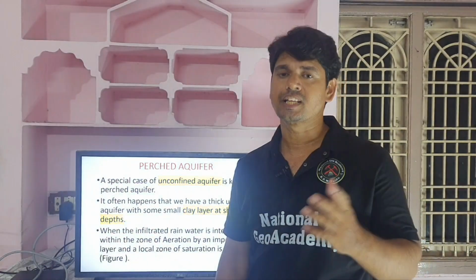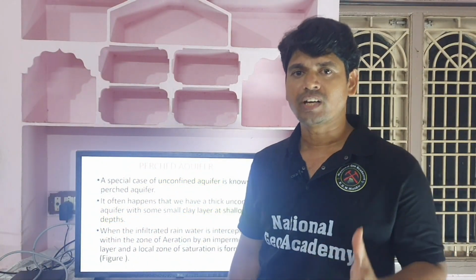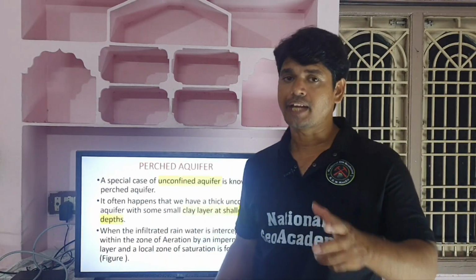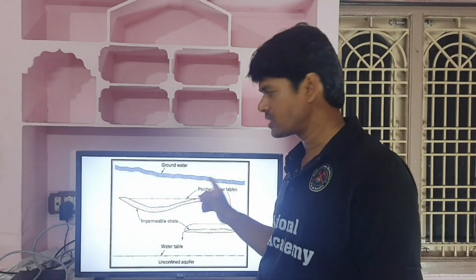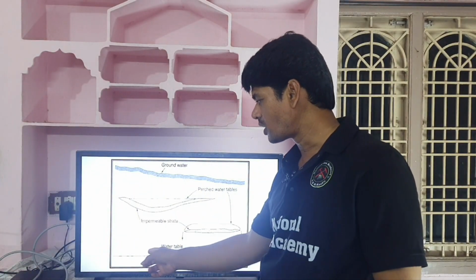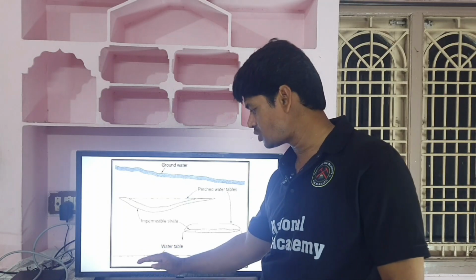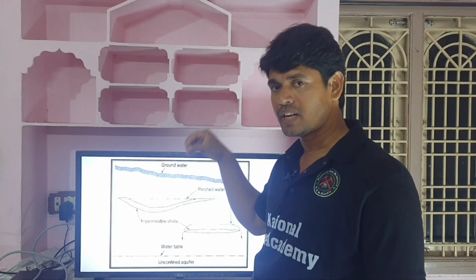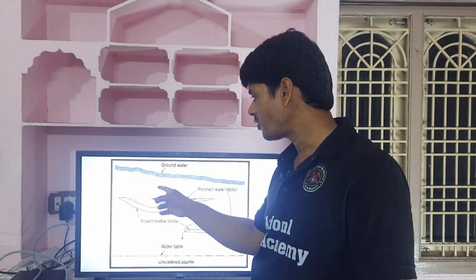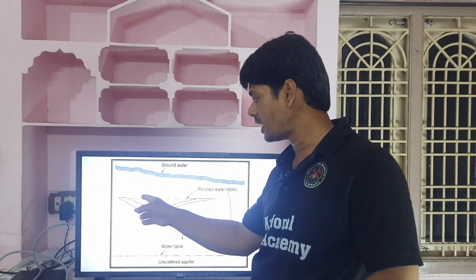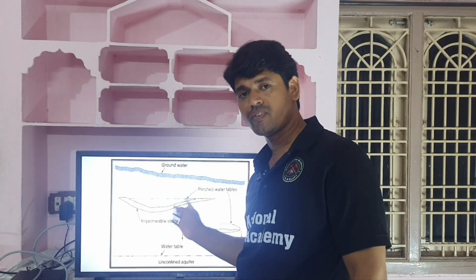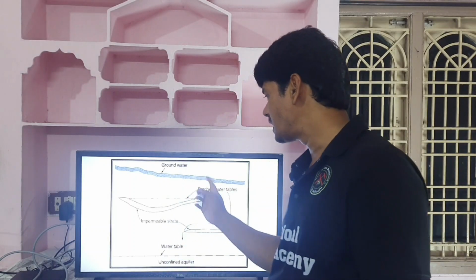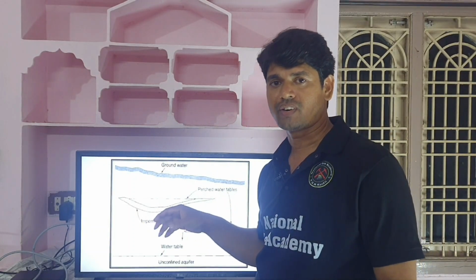Then the last one is perched aquifer. It is a special case of unconfined aquifer. It often happens with a clay layer at shallow depths. If you see this diagram, it is the ground surface, it is the zone of aeration, it is the water table. From this water table, it is the zone of saturation. When the rainwater percolates into the earth, water will be entrapped here in the clay-like lenses. Water will be accumulated here and an aquifer will be formed. Such type of aquifer is called a perched aquifer.